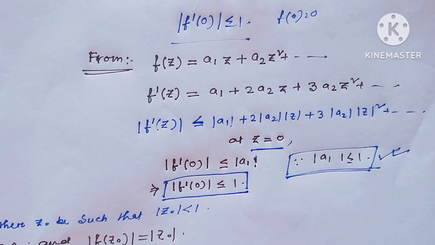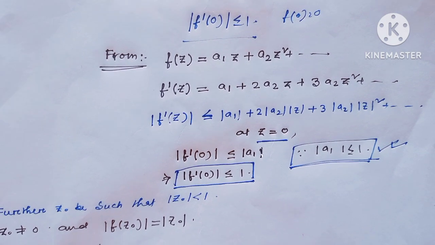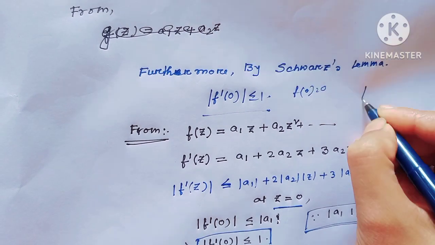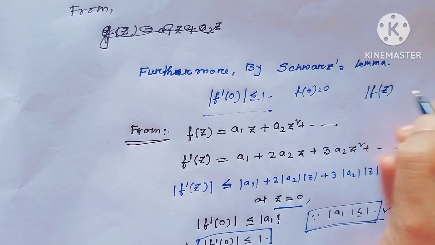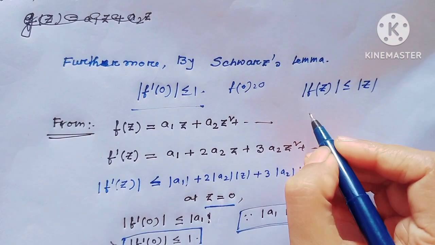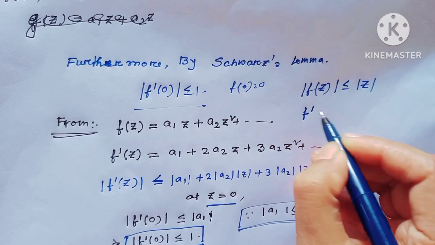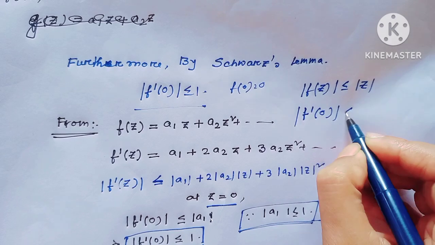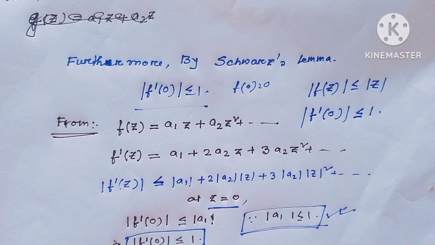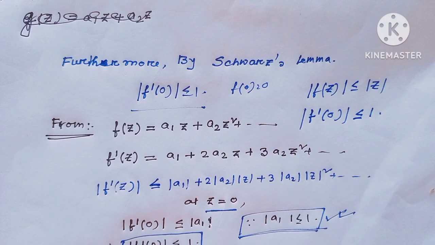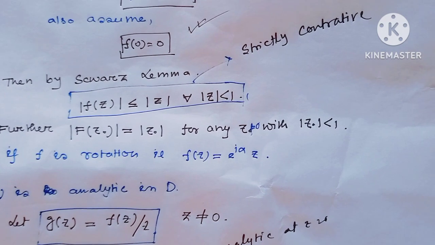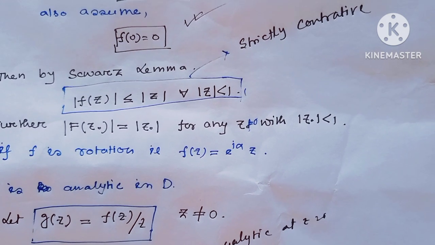That means by Schwarz Lemma I have got modulus of f(z) less than or equal to modulus of z. Also the extra condition modulus of f prime 0 is always less than or equal to 1. This is the extra condition of Schwarz Lemma. I hope all my viewers have understood. Now I will see some exercises on this lemma.